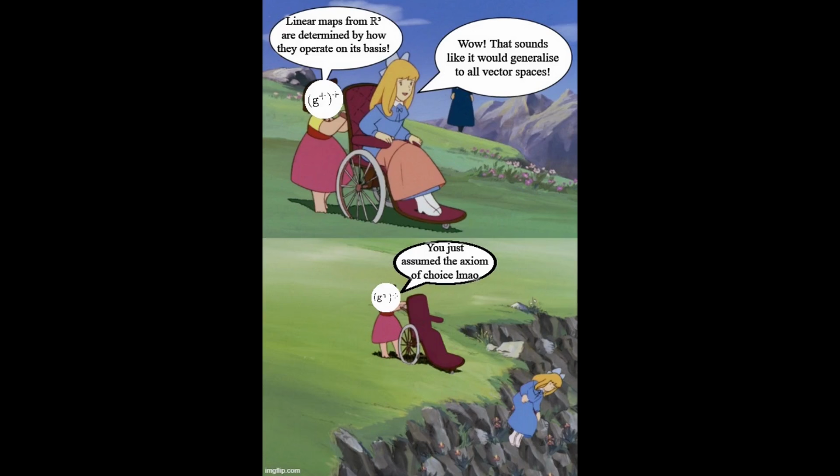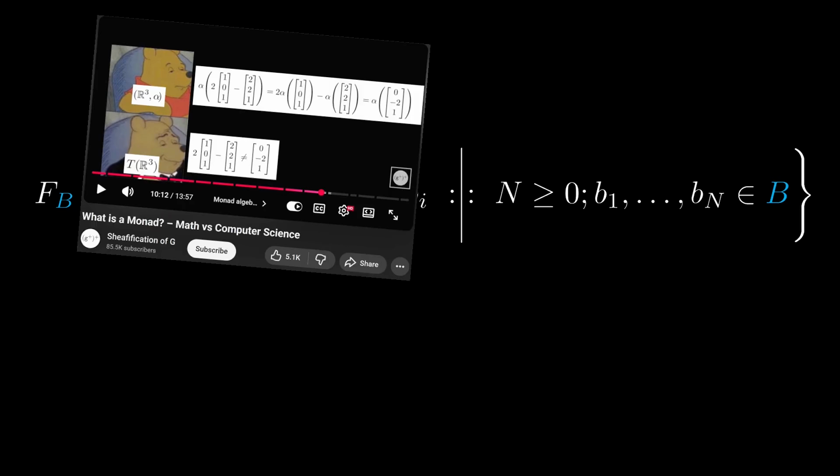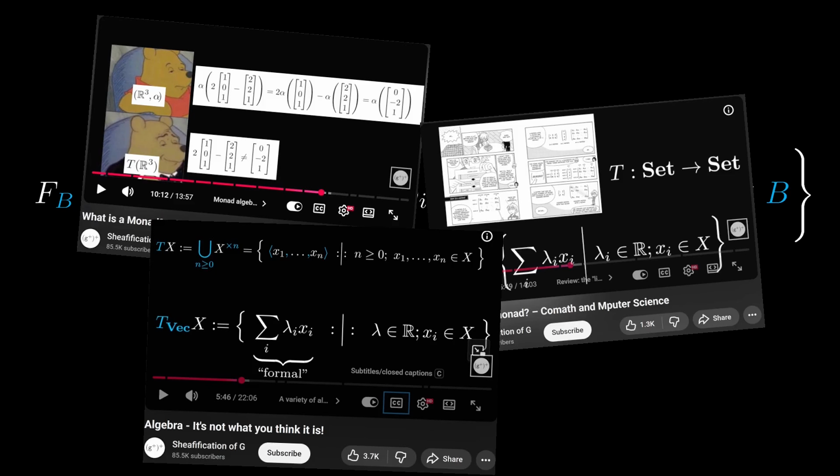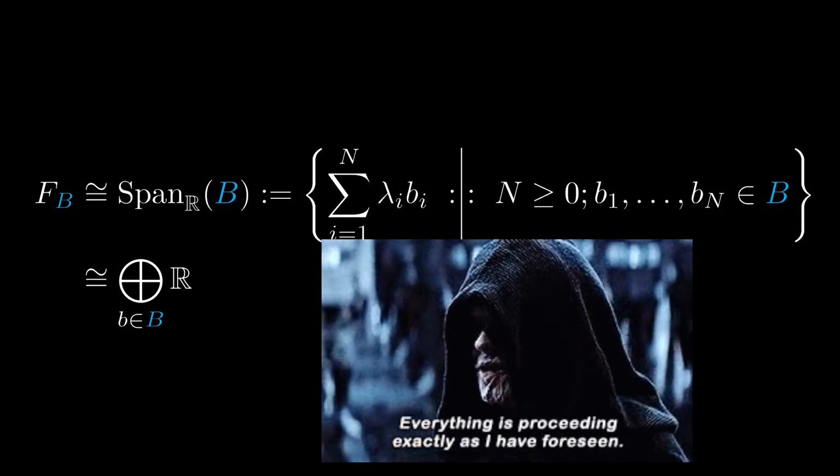Now, why would I bring you all the way here if the answer was no? You can take the so-called free vector space on B, which is the vector space whose elements are formal linear combinations of elements of B. I've explained free algebraic constructions at least a couple of times already on this channel, but if you're more comfortable with colimits, the free vector space is the coproduct of one copy of the real line for every element of B, and this is no accident.